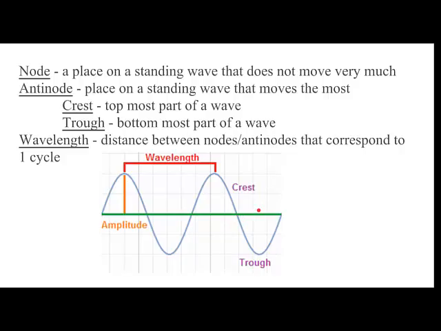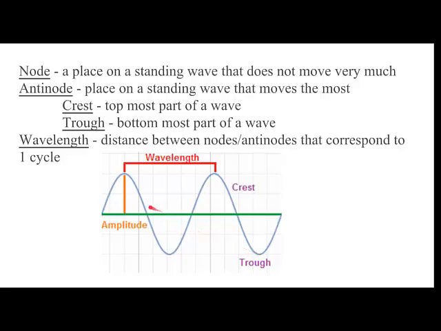An antinode is a place on a standing wave that moves the most, and so up here, this will flip to be down here, and then flip to be up here, and this part of the wave moves the most. We have special names for the topmost antinodes. We call those crests. So here and here. And the bottommost part of the wave we call troughs. So here and here.